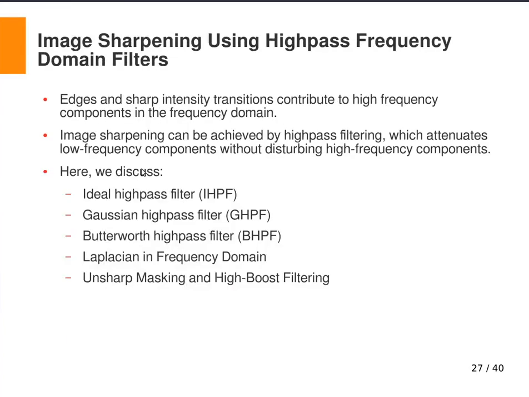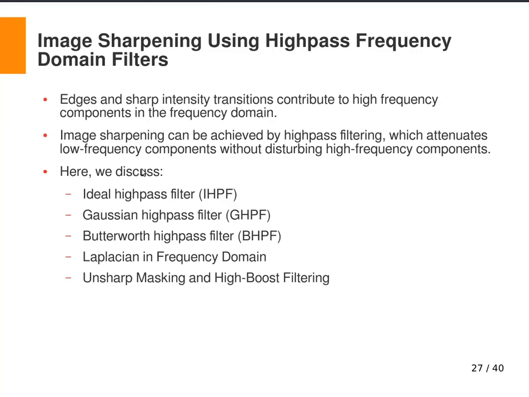So now that we saw image smoothing in the frequency domain, let us see how we can do image sharpening in the frequency domain. As before, edges and sharp intensity transitions, including noise, contribute to high frequency components in the frequency domain. Image sharpening is used to sharpen the fine details of the images, and to do that we can apply high pass filtering, which attenuates low frequency components without disturbing high frequency components.